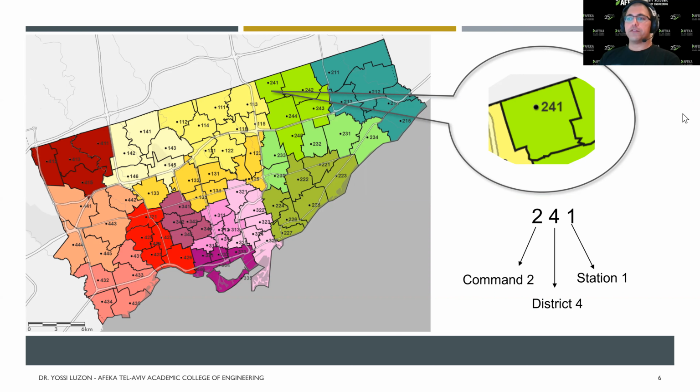The black dots in the figure indicate the specific placement of the stations. So this is station 241. The shapes around each station indicates its run area. This is the essential geographical jurisdiction which the station is responsible for.